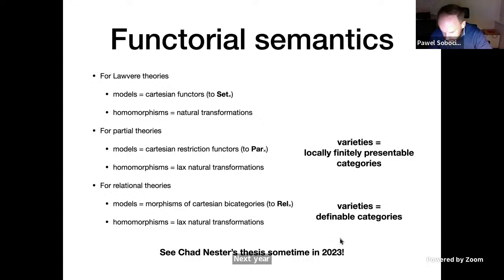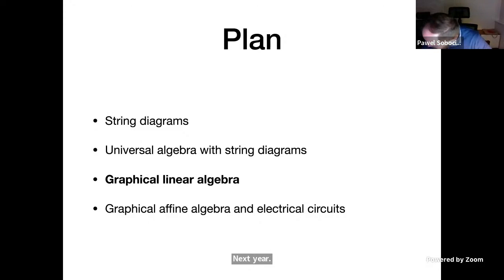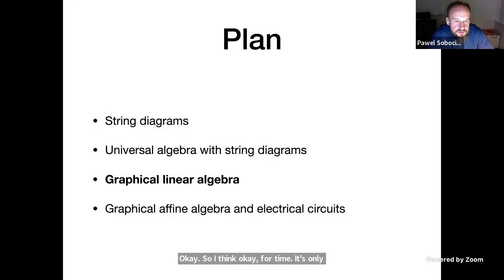Okay, so I think I'm okay for time. I've gone through the first half of my talk. And so now I'm going to talk to you about two particular concrete examples of relational theories. First I want to talk to you about graphical linear algebra, which is a relational theory of linear relations. And then I want to talk to you about affine algebra, which is the theory of affine relations, and how we can use that as a nice calculus to reason about electrical circuits with open terminals.